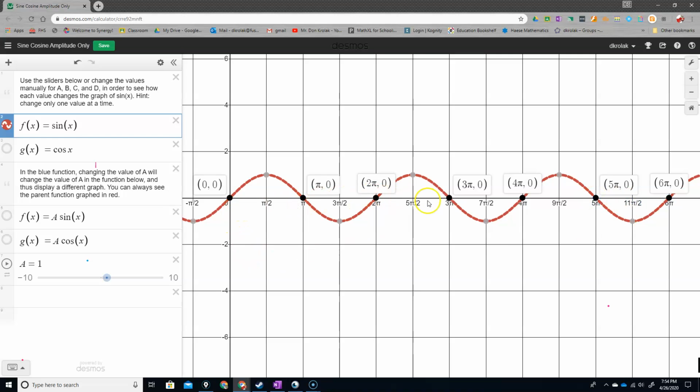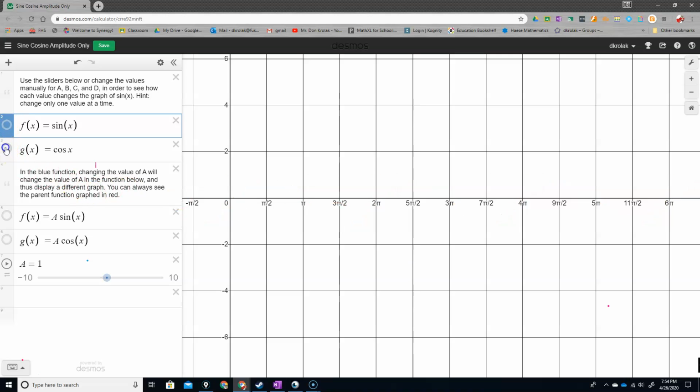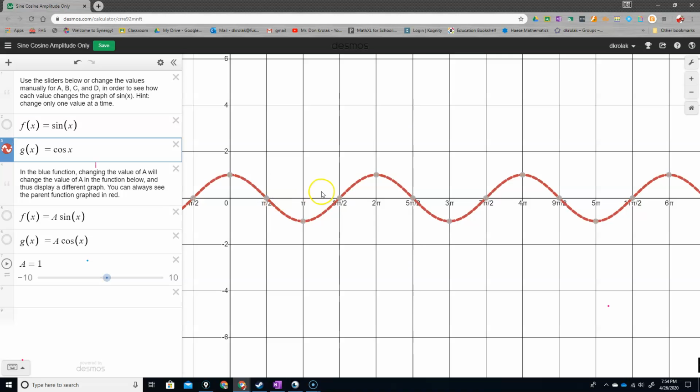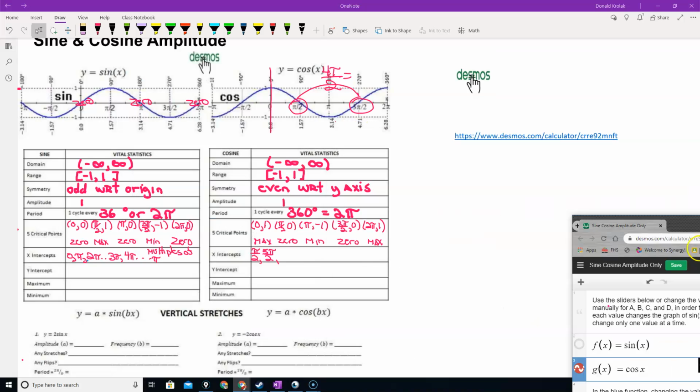Every multiple of pi. Now if we clear that and we look at the x-intercepts of cosine, they cross at pi over 2, 3 pi over 2, 5 pi over 2, 7 pi over 2, 9 pi over 2, 11 pi over 2. So you can see the pattern there. It's odd multiples of pi over 2. So that's your x-intercepts for both functions.